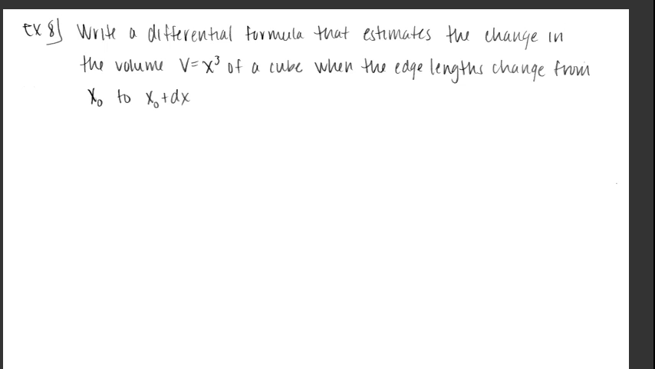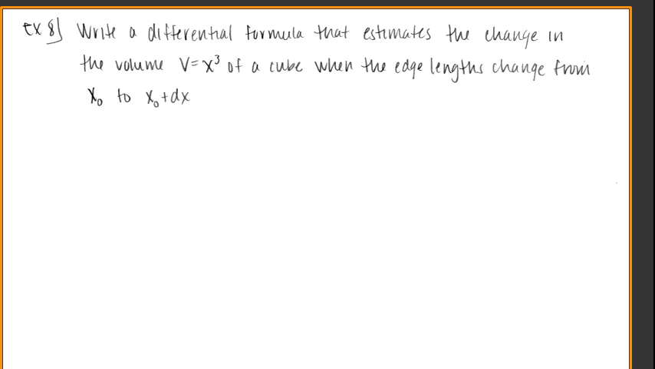Look at example 8. We want to write a differential formula that estimates the change in the volume of a cube when the edge lengths change from x naught to x naught plus this very small amount. This might seem kind of like you're sitting there going, now what is this talking about? But it's just we're recognizing variables and everything. It's just being able to create a new equation.